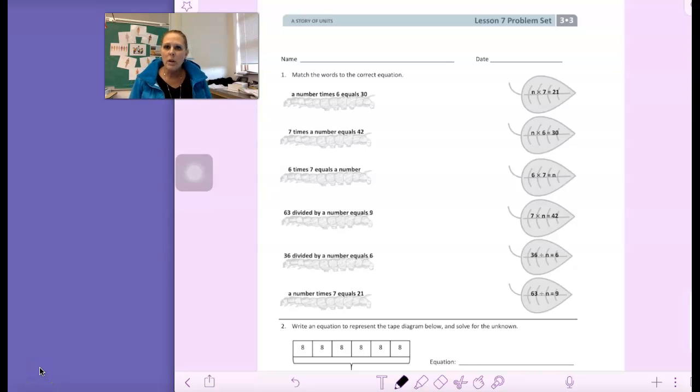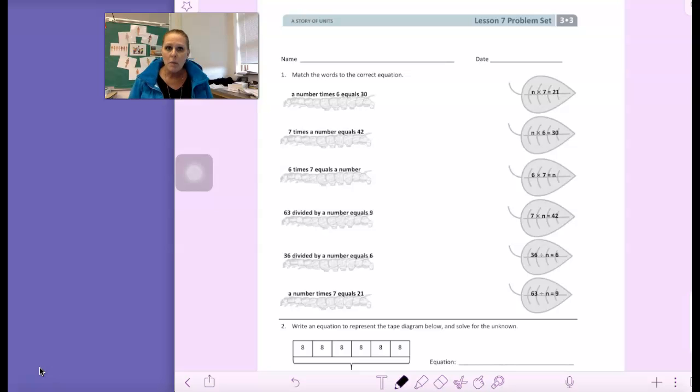Hi, boys and girls. We're going to work on Lesson 7, Problem Set. And we are working on interpreting the unknown in a multiplication and division problem to model and solve problems. So when we're talking about the unknown, we're talking about letters representing the unknown, which is called a variable.